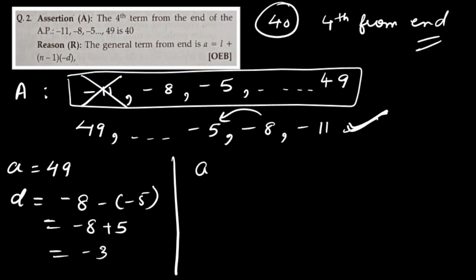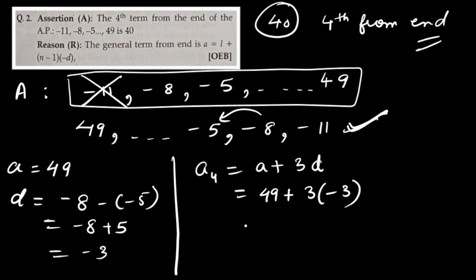So for the fourth term, we can use the formula A4 is equals to A plus 3D. So if 4 is here, then A plus the previous number, and with the previous number you multiply D. So A4 is equals to A plus 3D. A's value is 49 plus 3 into D, which is negative 3. So 49 minus 3 into 3. 3 into minus 3 is minus 9. So 49 minus 9 is 40. Yes, so A is true.